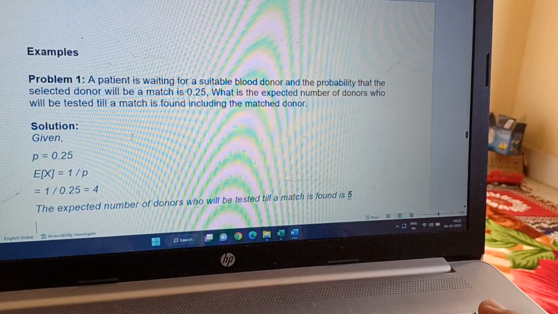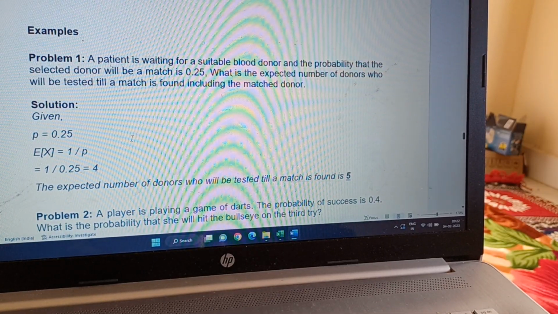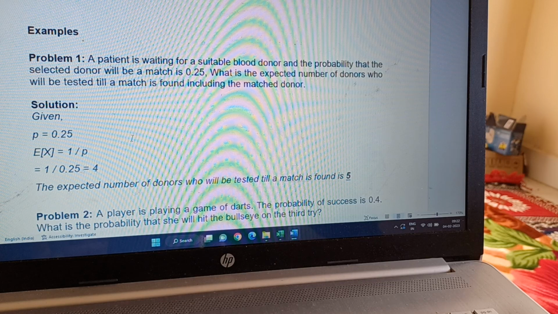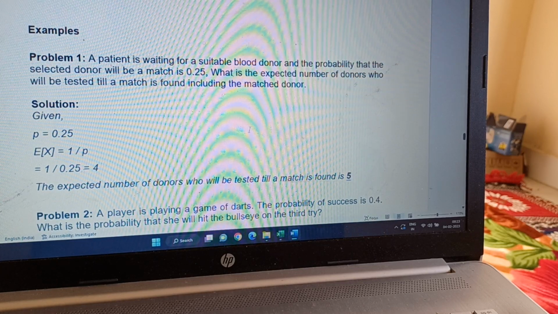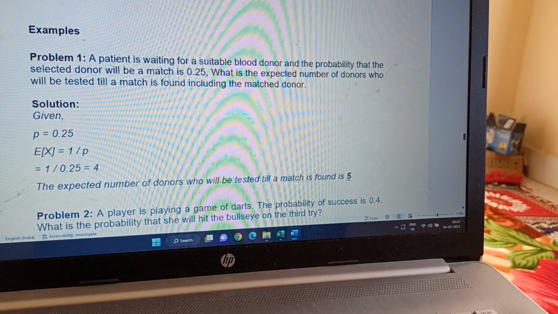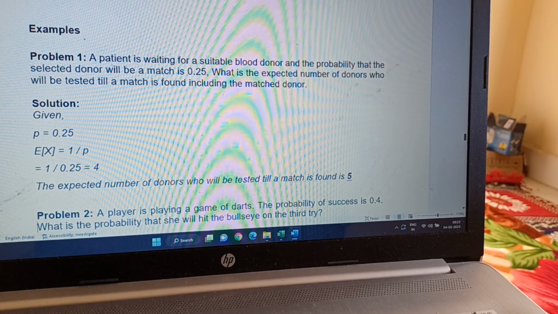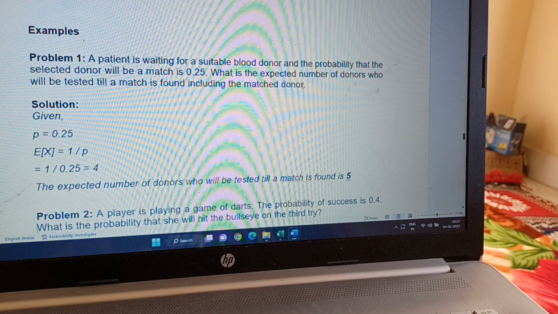Now we will go with examples, otherwise it won't be clear to you. So the example is, a patient is waiting for a suitable blood donor, and the probability that the selected donor will be a match is 0.25. So the blood donor will have the same blood type as the patient. Its probability to match is only 0.25. Out of 4, he gets one match. Now, what is the expected number of donors? We need to find the mean of geometric distribution. So, what is the expected number of donors who will be tested till a match is found, including the matched donor? Means the matched donor is the last one which matched.